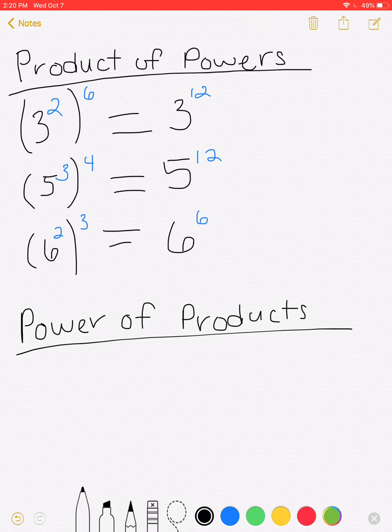So product of powers is pretty easy to remember how to do. You just multiply. If you think product, you think of multiplying the two powers together. So it's the product of the powers, so you're multiplying the two powers together.